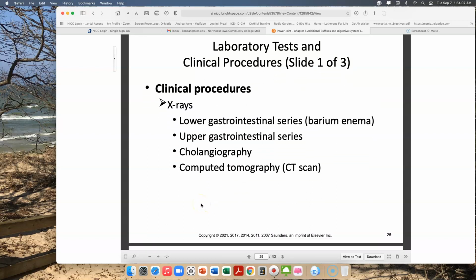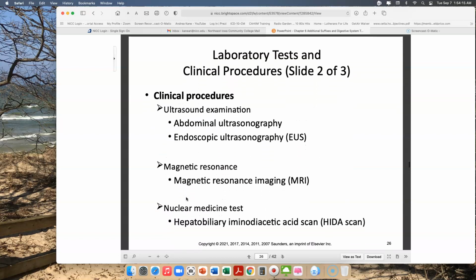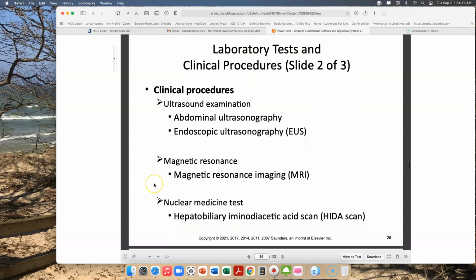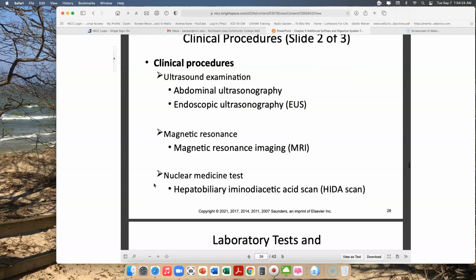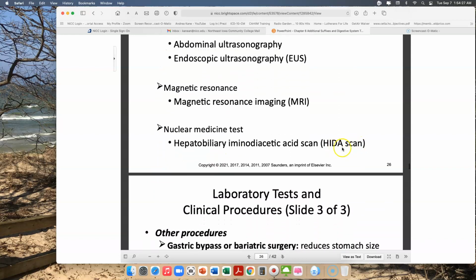Lots and lots of radiology tests, including lower GI series, upper GI series, cholangiography, CT scans, ultrasound exams, looking at abdominal ultrasounds, endoscopic ultrasounds, MRIs, something called a HIDA scan. That's a hepatobiliary iminodiacetic acid scan. It's never read out like this. It's always HIDA scan. So if you're thinking HIDA scan, it's a nuclear medicine test looking at the liver. And obviously the bile.